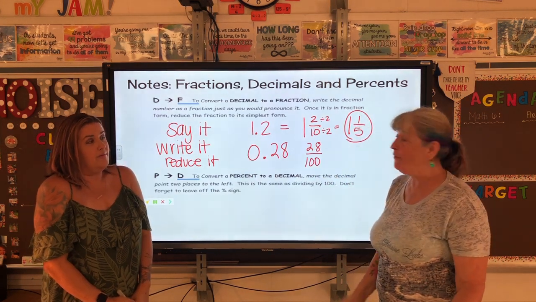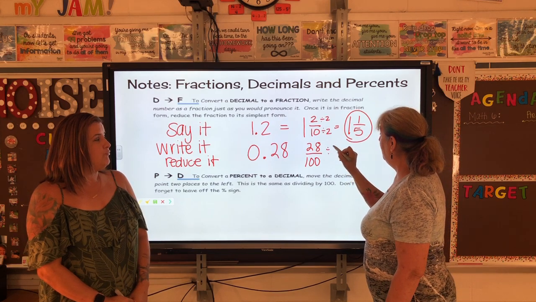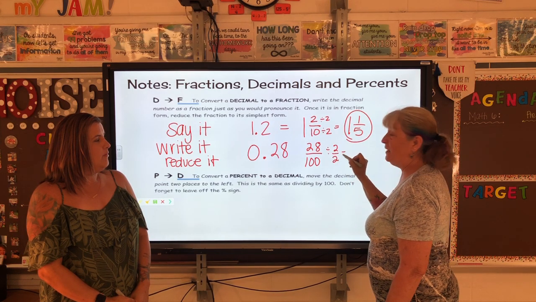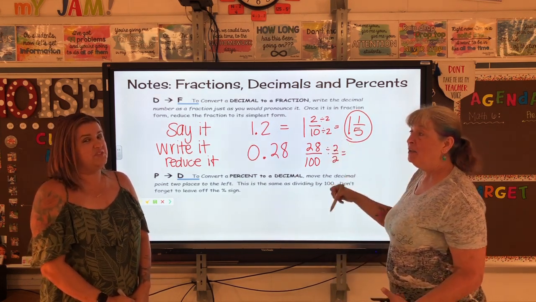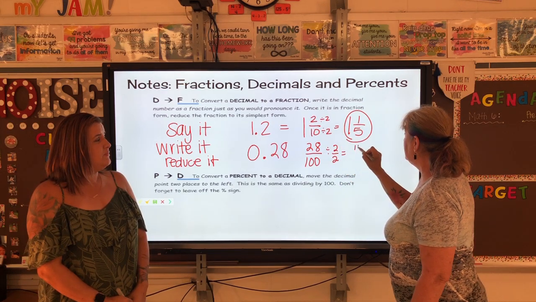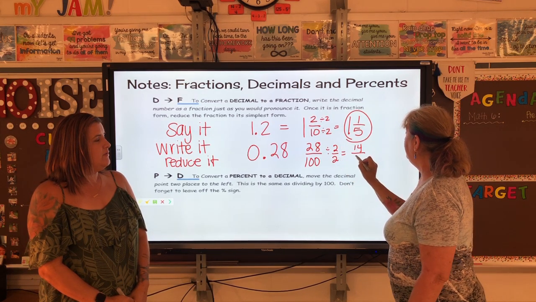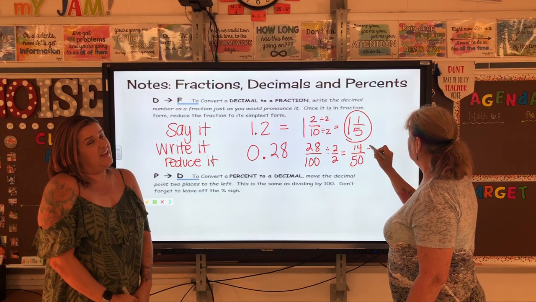Now that's definitely two even numbers. So I might have to do this a couple of times, but it doesn't matter to me. I just cut it in half. Half of 28 is 14. Half of 100 is 50. Even again. Let's do it again.